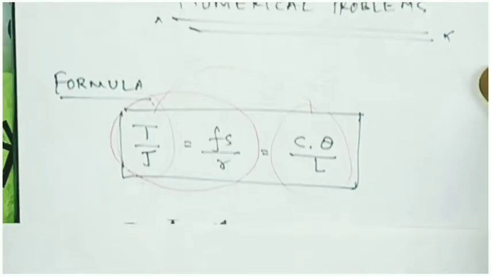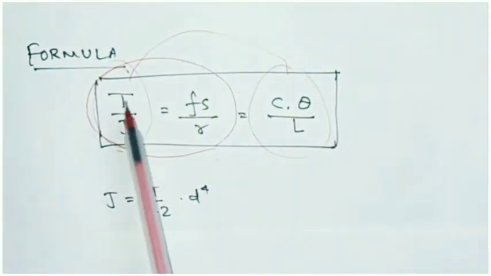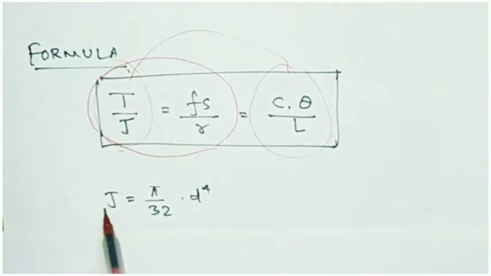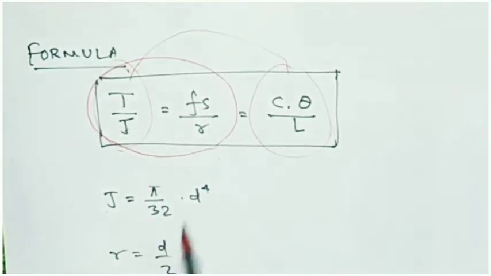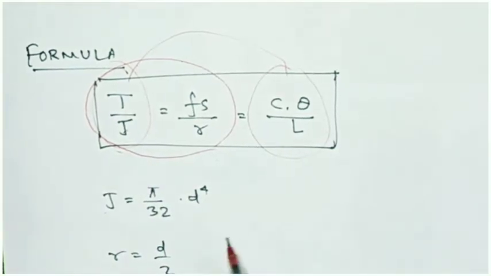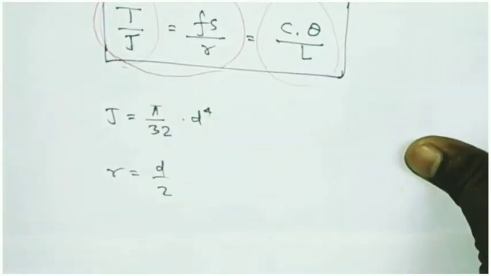So here J is always taken as the polar moment of inertia. For a solid shaft it is always taken as pi upon 32 into d raised to the power 4, and R, for a circular shaft, will mainly be d by 2.